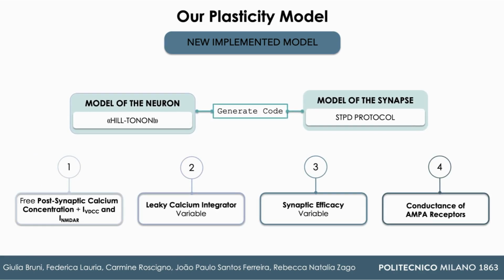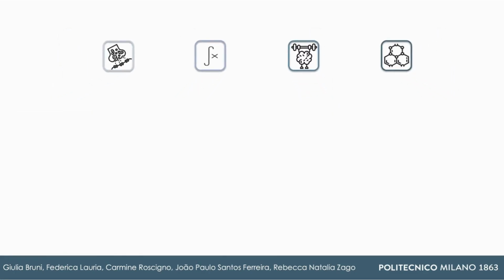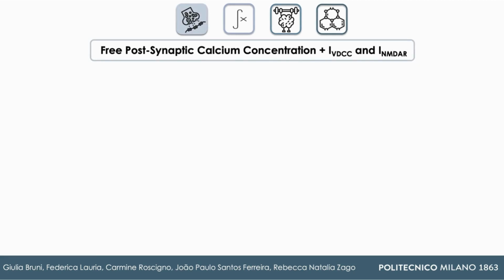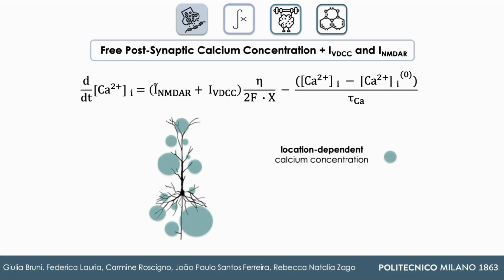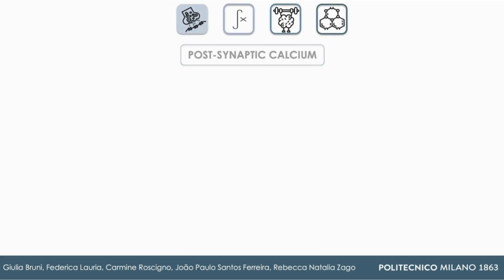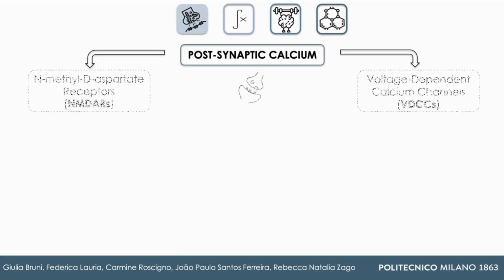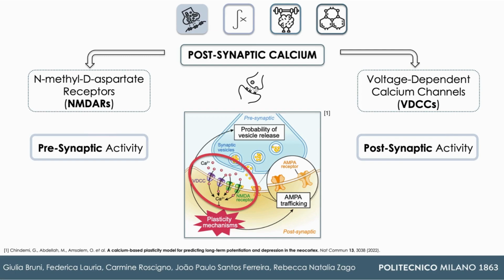These are the main steps we followed to carry out our model, together with the main parameters and assumptions we work with. As mentioned before, changes in the postsynaptic calcium concentration drive plasticity mechanisms. The calcium concentration flow was modeled according to the differential equation shown here, and it was accounted for inside the neuron model. In our model, we assumed this concentration to be uniform all over the neuron, thus plasticity mechanisms are synapse location independent. Postsynaptic calcium enters dendritic spines through an NMDAR and VDCC, which are related to isolated pre- and postsynaptic spikes, respectively. Therefore, we decided to consider them as traces of synaptic activity.